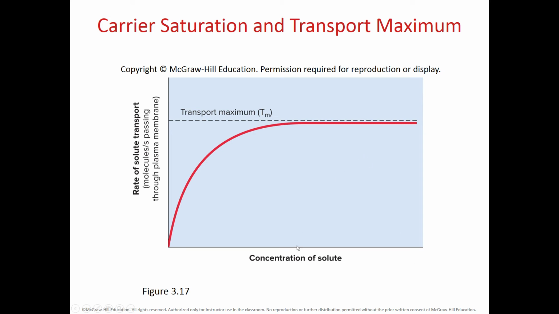So this graph shows you how you can saturate your carriers. So you start transporting substances very efficiently up to when you have saturated all your carriers with the solute, and then you reach a plateau that is also known as TM, or transport maximum.